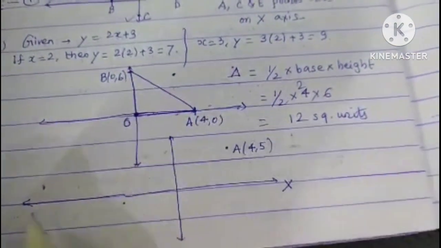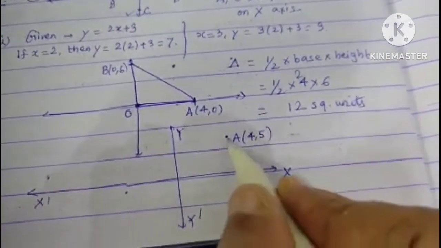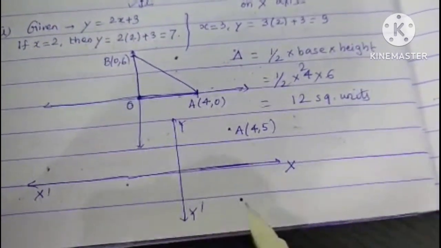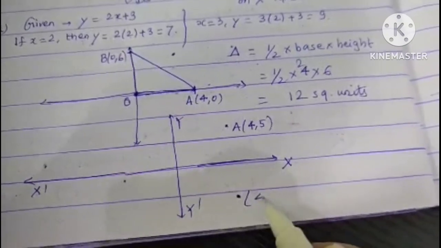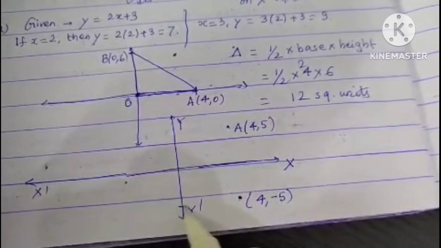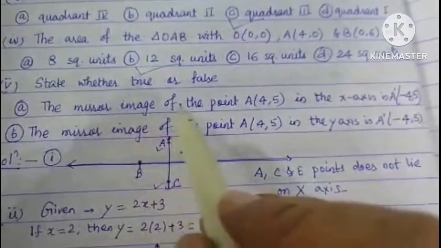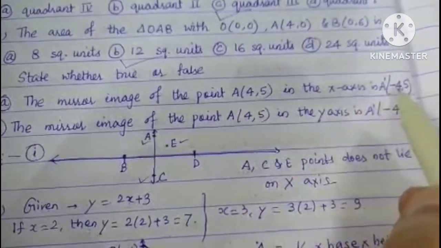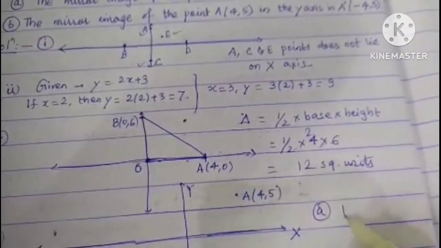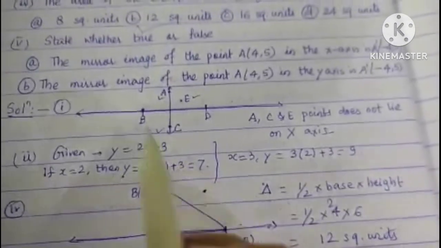This is the x-axis and this is the y-axis. So its mirror image on the x-axis will lie somewhere here, and the coordinates of this point will be (4, -5), because here in quadrant 4 the y coordinate is negative. Okay, so (4, -5), and what we have been given, the mirror image of the point A in the x-axis is (-4, 5), so this is not true. So the first one is not true, so A is false. The statement is false.